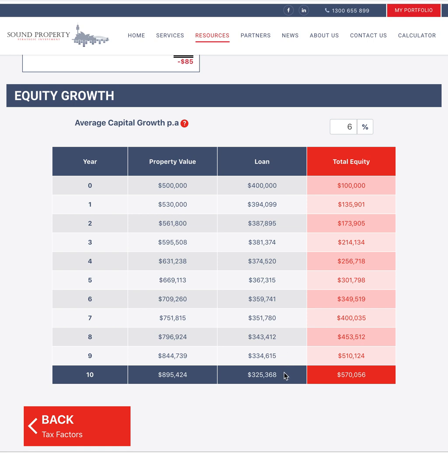Obviously, in this example, we've selected principal and interest. So the loan is diminishing over that 10-year period. And then finally, we can see what the total equity is. And this is basically what's left after the loan is subtracted off the property value. And over a 10-year period, obviously, we can see this growing in its amount.